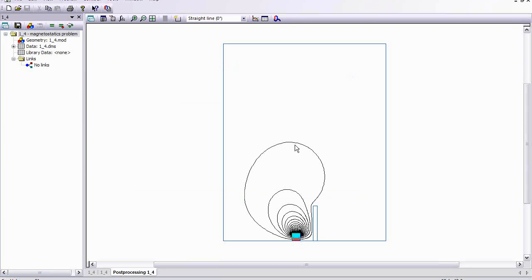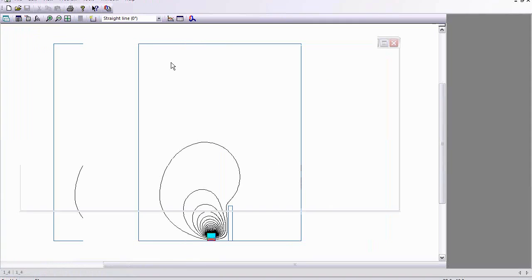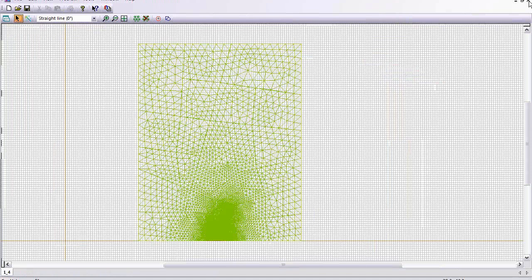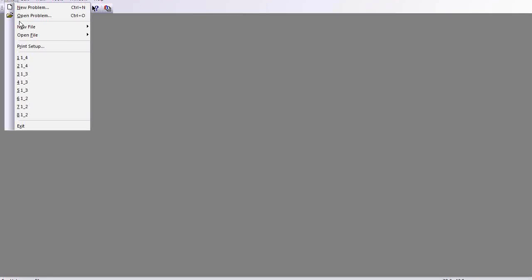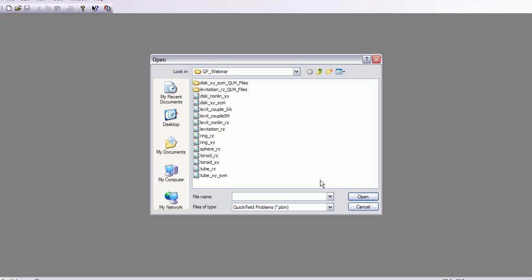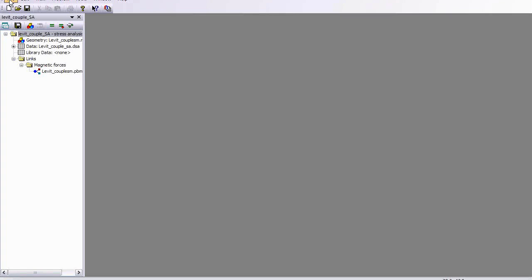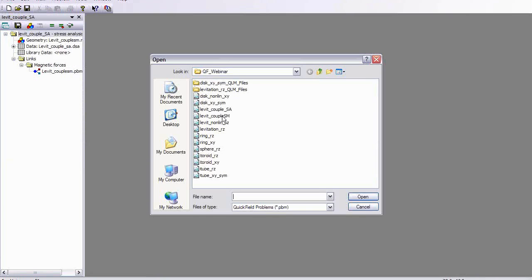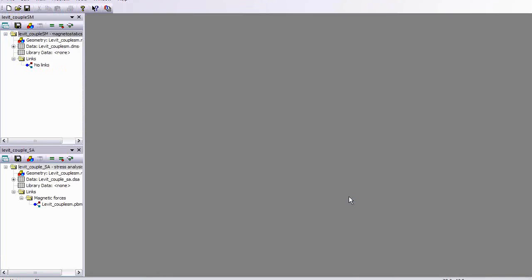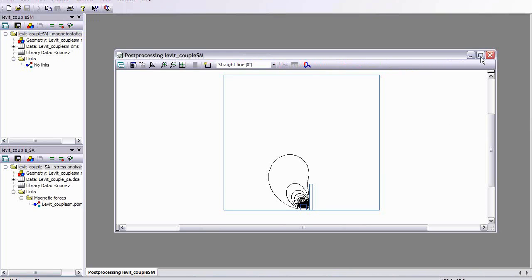Next, I would like to look at the stress distribution for the same problem inside of the superconducting disk. And that is going to require coupling the magnetostatic stress to the stress analysis problem. So let's look at the solution for the magnetostatic problem. It's already been solved, as we did previously.